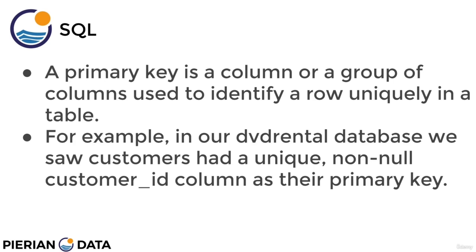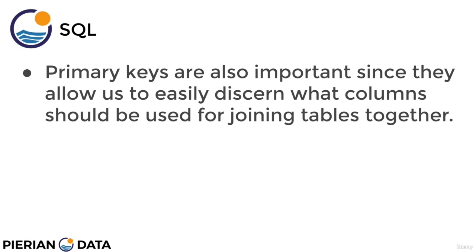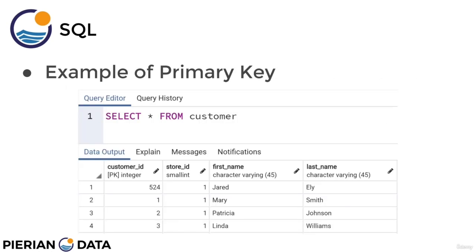For example, in our DVD rental database, we saw customers had a unique non-null customer ID column as their primary key. Unique means it has to be distinct for every row, and non-null means there must be an entry there for the primary key. Primary keys are also important since they allow us to easily discern what columns should be used for joining tables together. So let's see an example of a primary key.